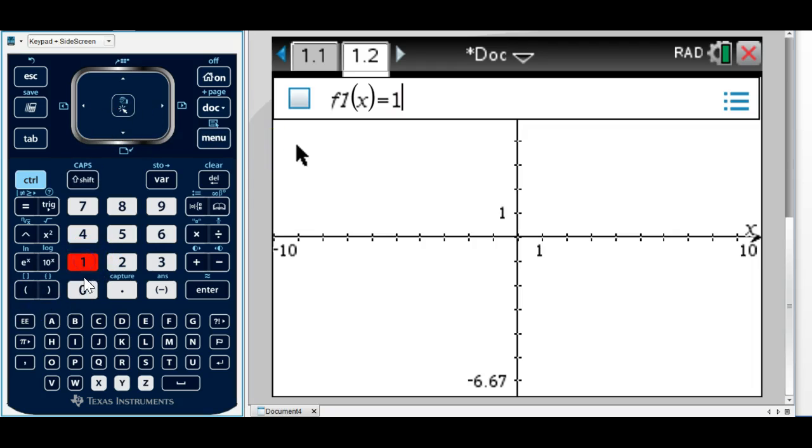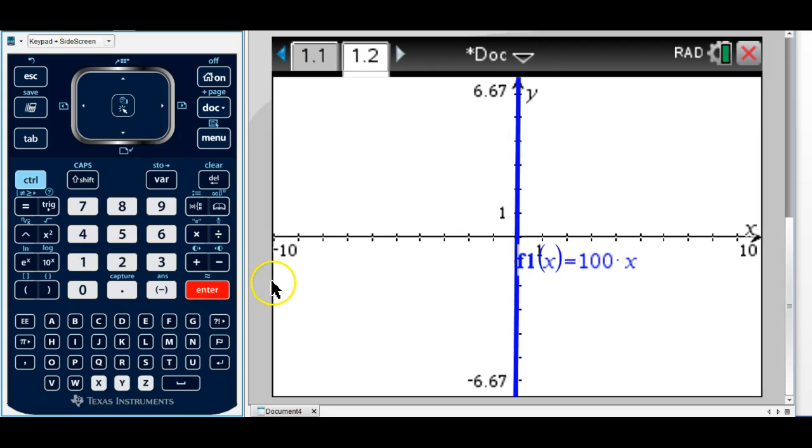It's easy to find out. The amount of money the first scenario will produce is 100x. When we initially look at it, it looks very steep. It looks like a vertical line, but let's think: this has a y-intercept of 0, and it has a slope of 100. That is why it's so steep.